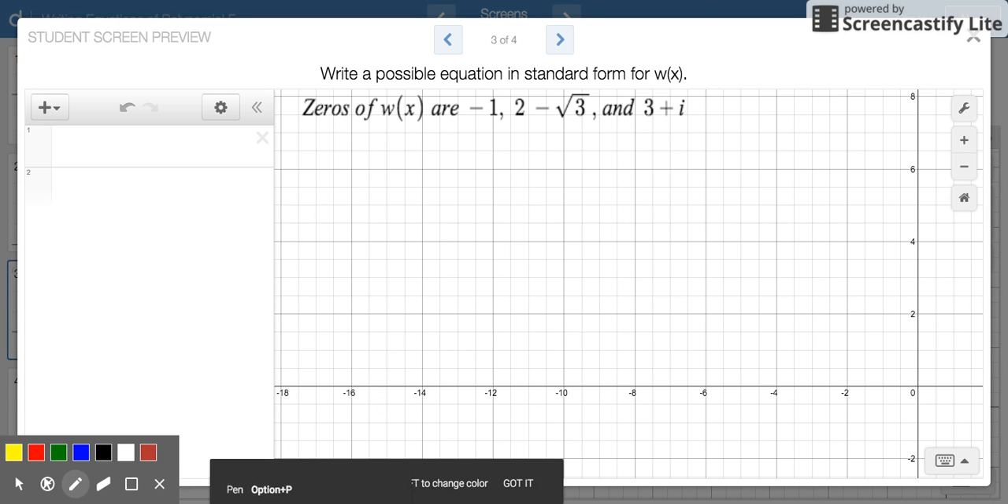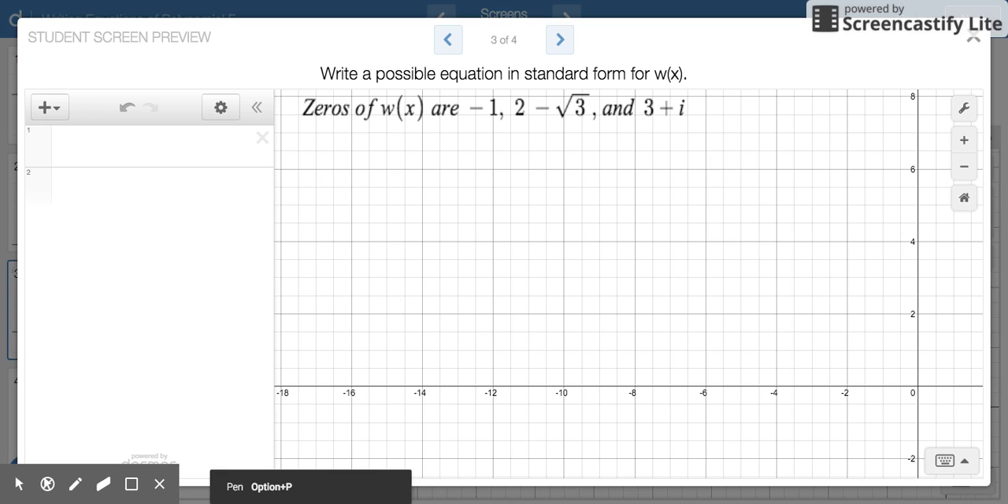Write a possible equation for w of x, where the zeros are -1, 2 minus square root of 3, and 3 plus i. Notice that the zeros are one integer, one irrational, and one imaginary.